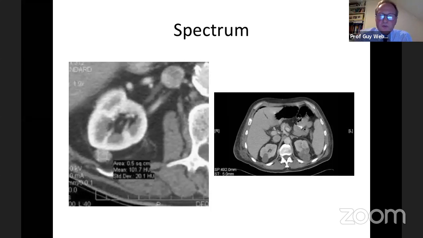So the spectrum of the small renal mass is quite extensive, from the one we can see on the left, which is a posterior exophytic mass measuring about 1.5 centimeters, 2 centimeters or so, to on the right, bilateral renal masses, on the left, homogenous and posterior, and on the right, rather more irregular and perhaps infiltrative. So a different scenario being bilateral.